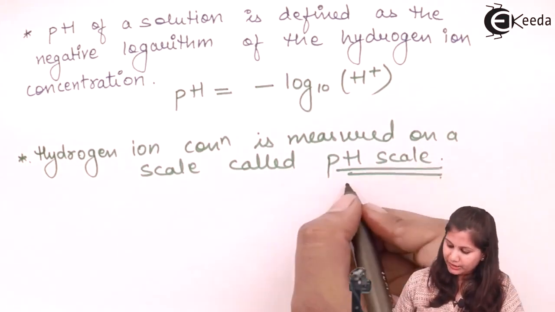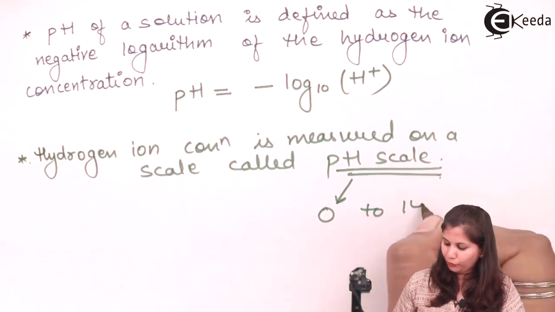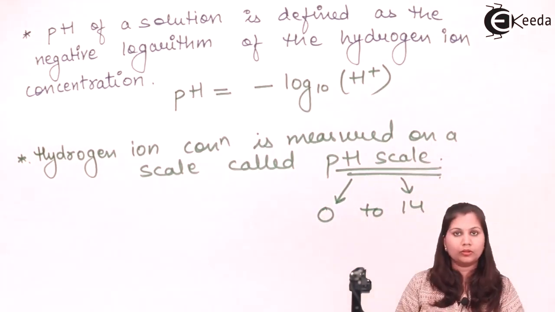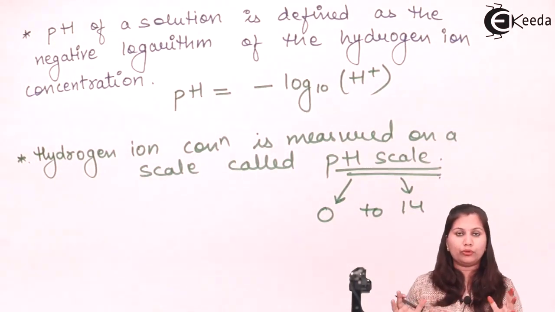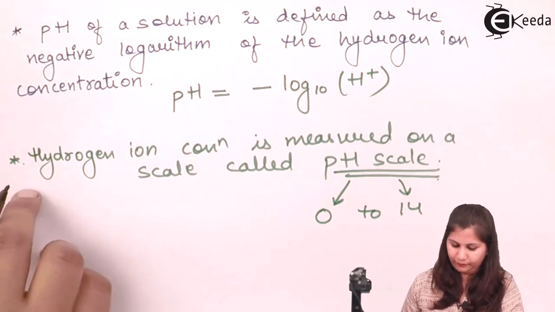And the value of this scale, or the range of this scale, is from 0 to 14. Okay, so from 0 to 14 we have the different values of pH for the solutions. So let's see how the pH can be calculated.